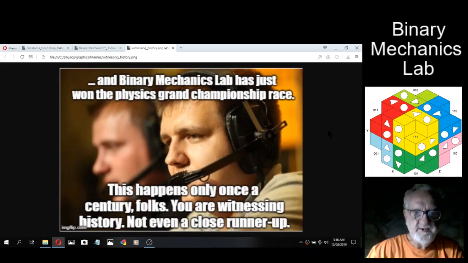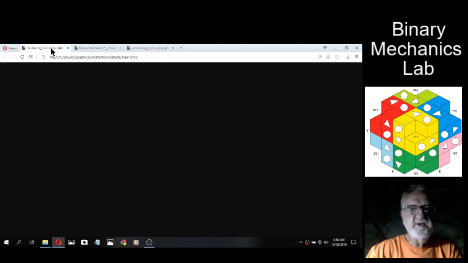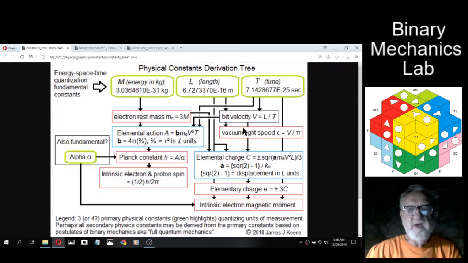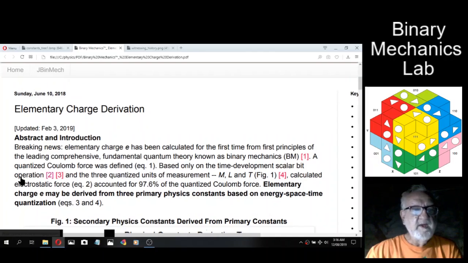For today, let's look at our constants tree. We want to derive the elemental electric charge and elementary charge. So let's get going. Breaking news in June of 2018.